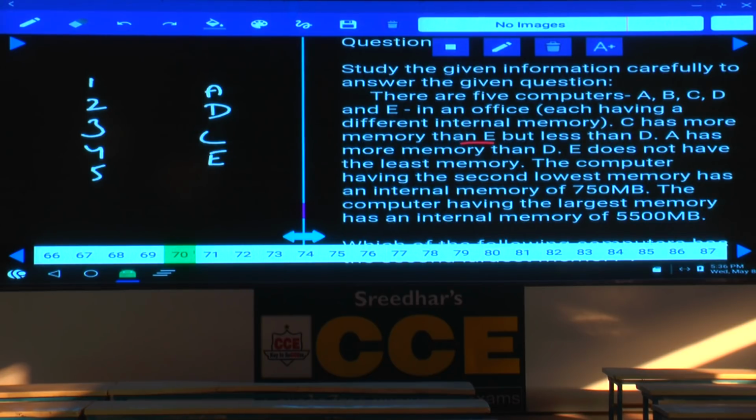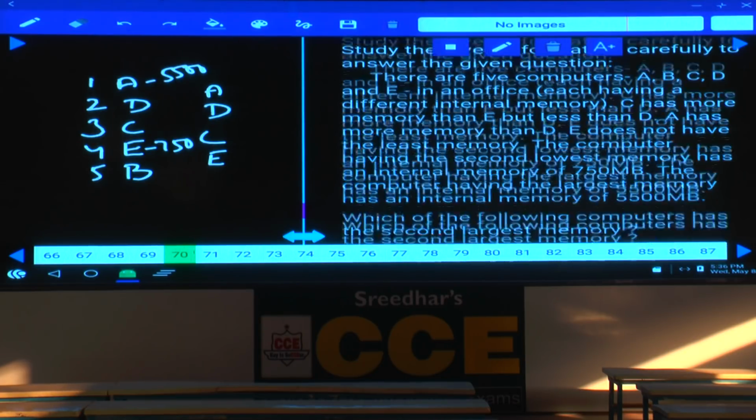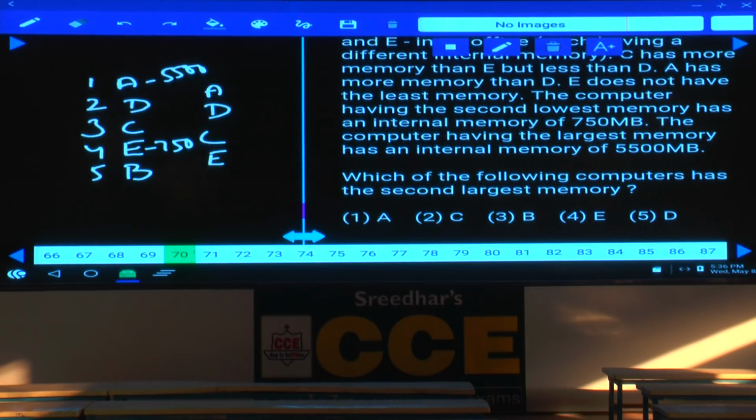As E cannot be at the last place, hence A, D, C, E and B should be the order, with B at the last place. The computer having the second lowest memory has an internal memory of 750, that is E, which is 750. And the computer having the largest memory is 5500. Question number 70, which of the following computers has the second largest memory? That is D, choice 5.